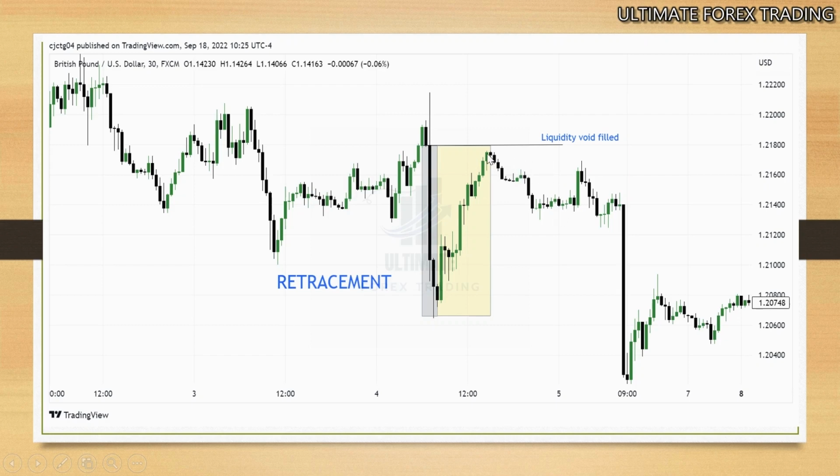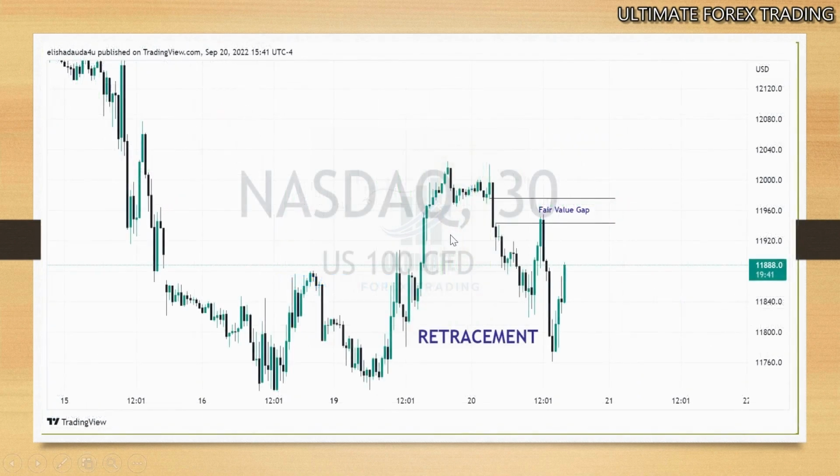It sounds interesting, but this is how the algorithm delivers price. When price moves in one direction, it will reprice again before moving in that direction or changing direction. So this is retracement into liquidity void. So as you have seen, liquidity void, I wrote. So this is another form of it.